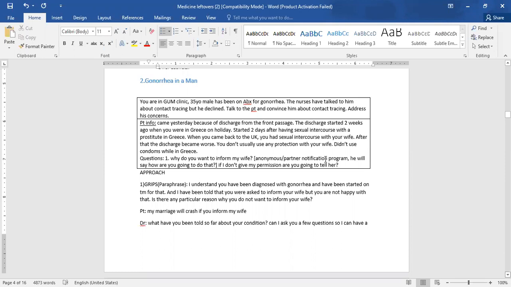So the patient info is, he came yesterday because of a discharge from the front passage. The discharge started 2 weeks ago when you were in Greece on holiday, starting 2 days after having sexual intercourse with a prostitute in Greece. When you came back to the UK, you had sexual intercourse with your wife, and after that the discharge became worse. You don't usually use any protection with your wife, and didn't use condoms while in Greece.